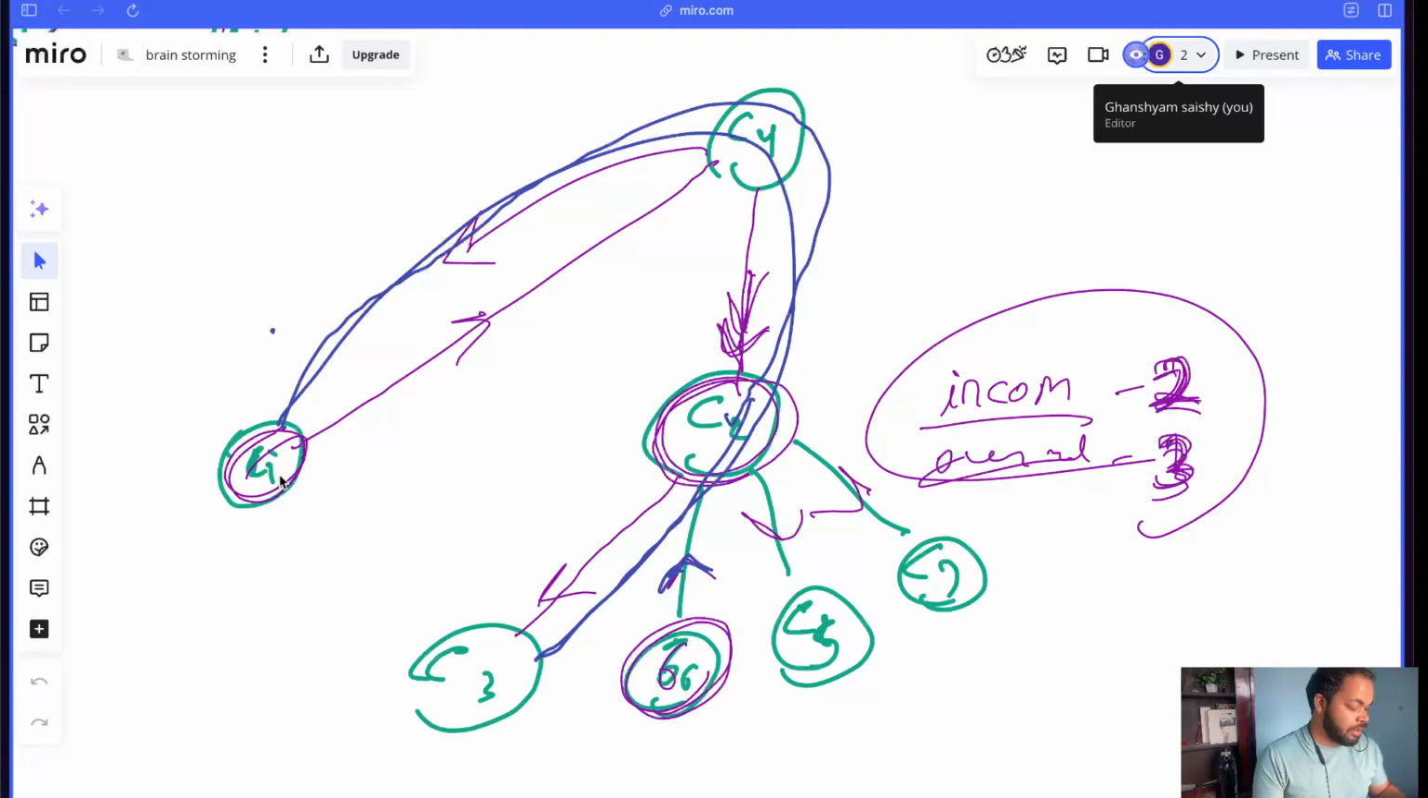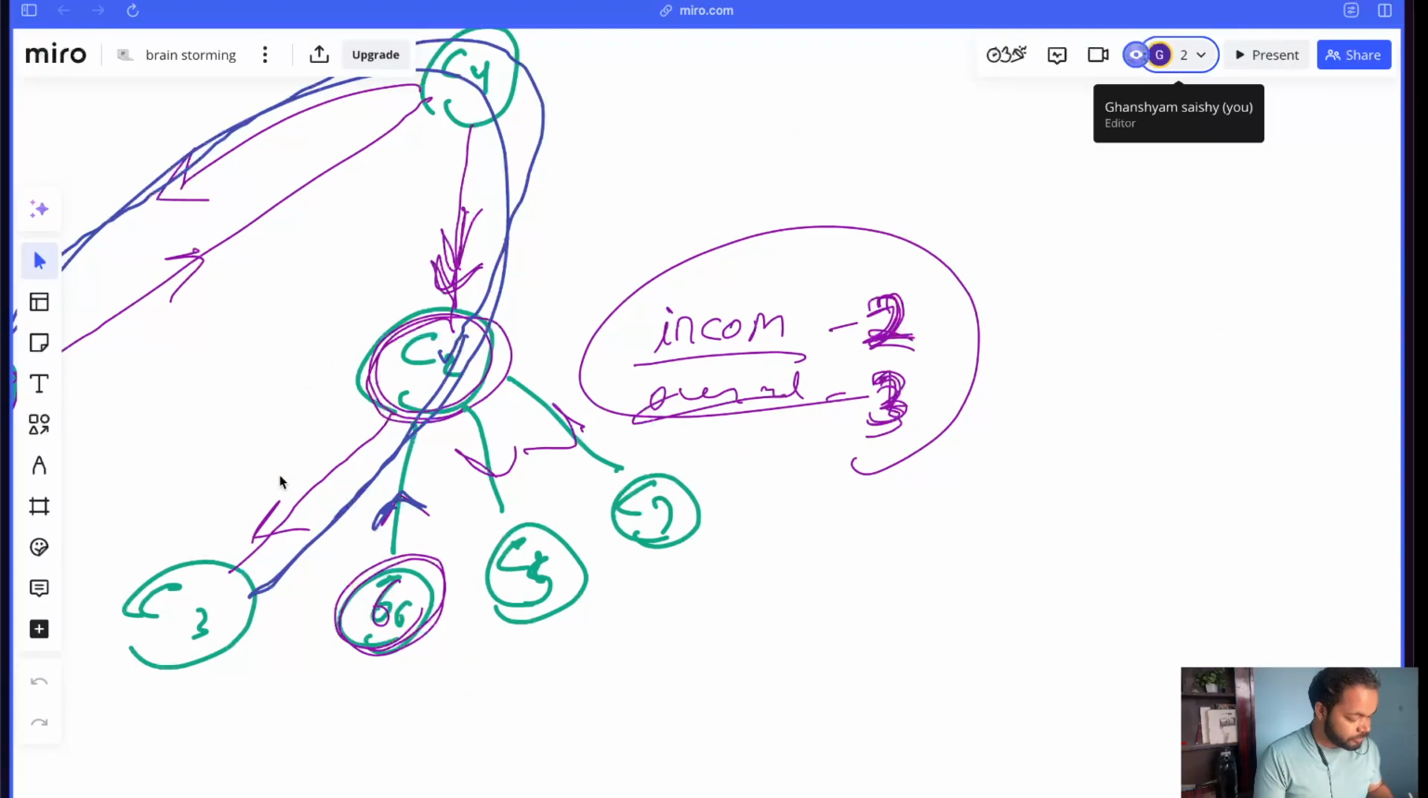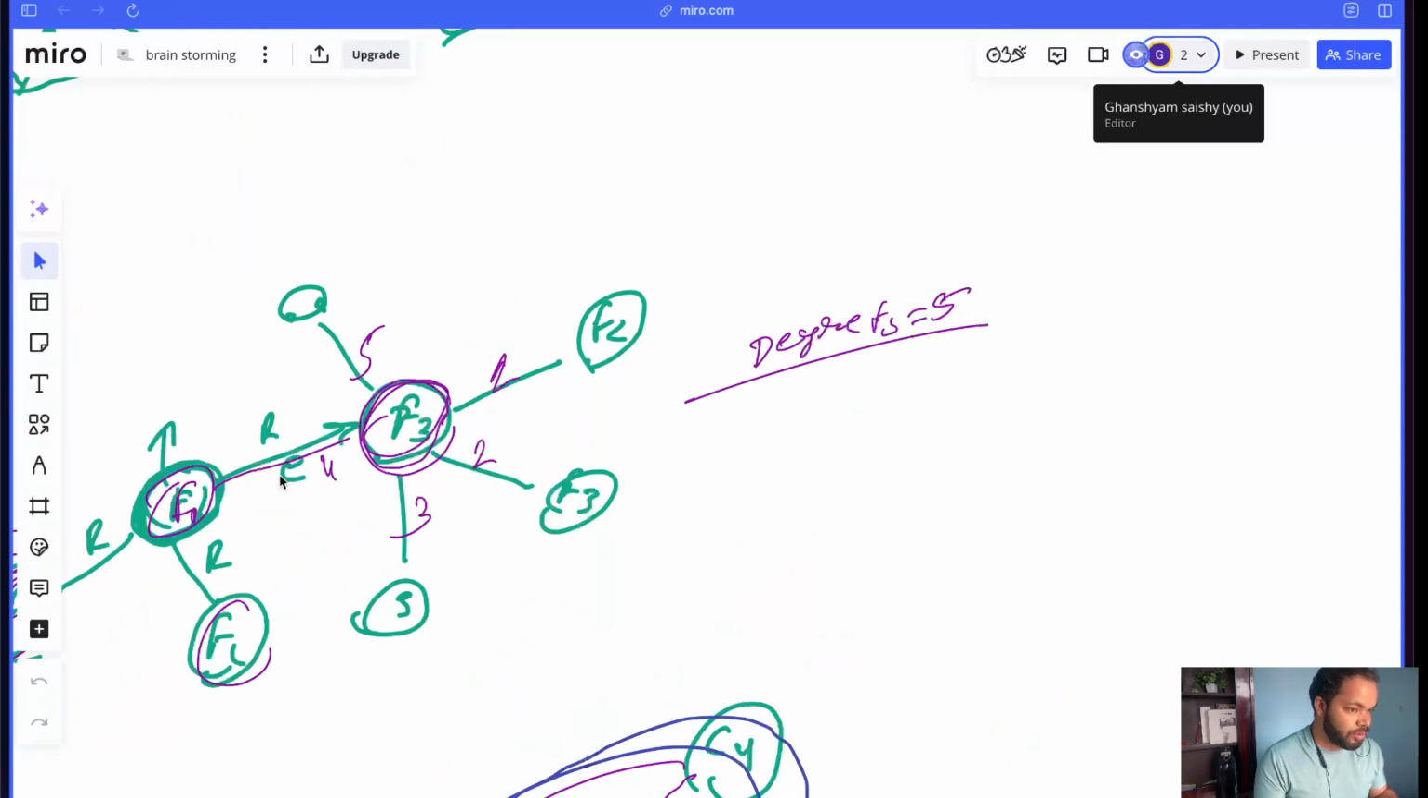It's just a path. And then if you talk about loops, if there is a node which is connected to itself, that is called a loop. And in an undirected graph, if it is connected this way, then it is a loop.